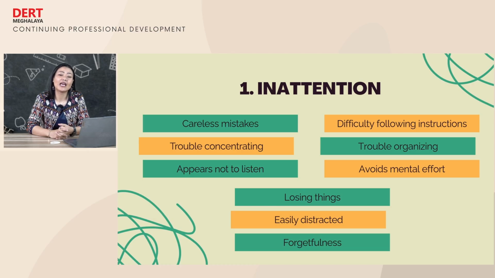Trouble organizing. They have difficulty with time management, keeping materials and belongings in order, and managing multi-step tasks. Avoid mental effort. They are often reluctant to do or avoid tasks that require sustained mental effort, like homework or long forms. Losing things. They frequently lose necessary items like pencils, erasers, books, tools, etc. Easily distracted. Their attention is easily drawn away by external stimuli or unrelated thoughts. Forgetfulness. They are often forgetful in daily activities like chores, errands, or keeping appointments.